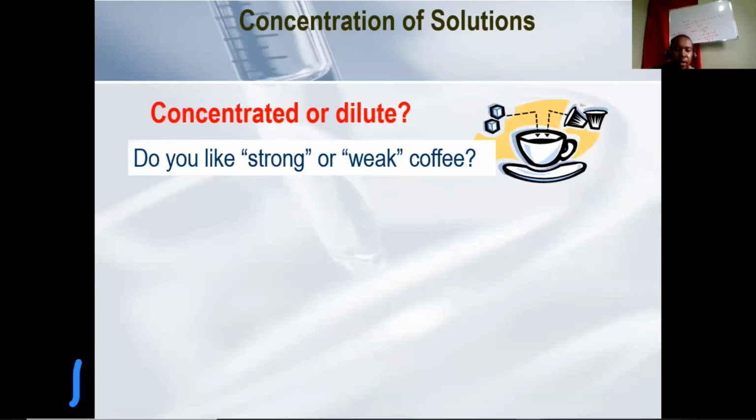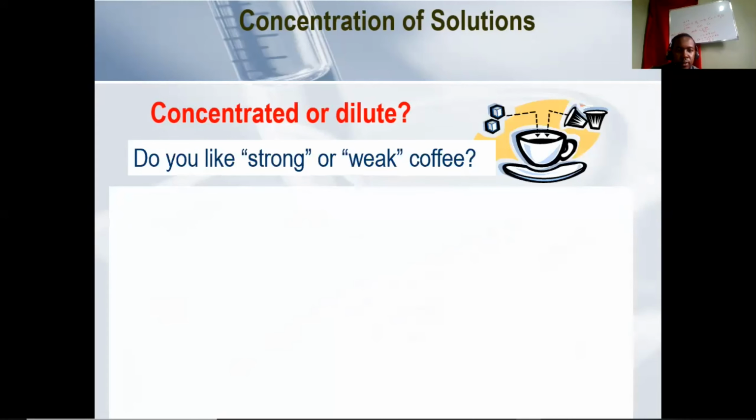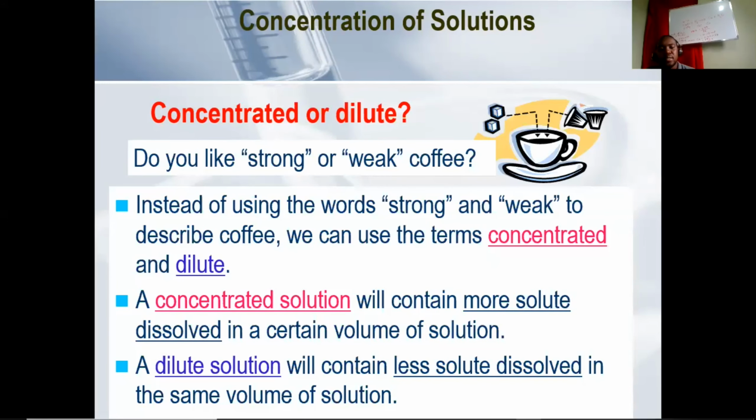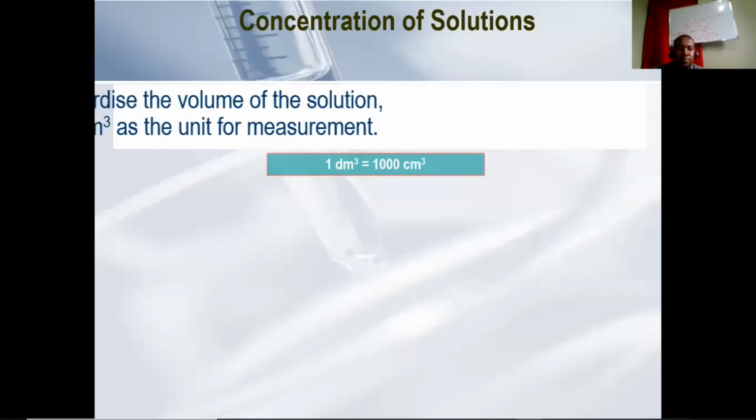So when we talk about a concentrated solution or a dilute solution, instead of using the words strong and weak to describe coffee, we can use the terms concentrated and dilute. When we say a coffee is strong, that means it is concentrated, with a lot of coffee in comparison to the amount of water being used. A concentrated solution will contain more solute dissolved in a certain volume of solution, while a dilute one has less solute dissolved in the same volume of that solution.